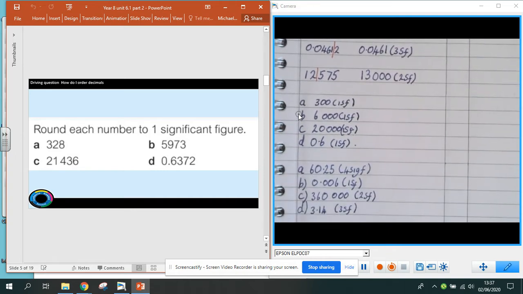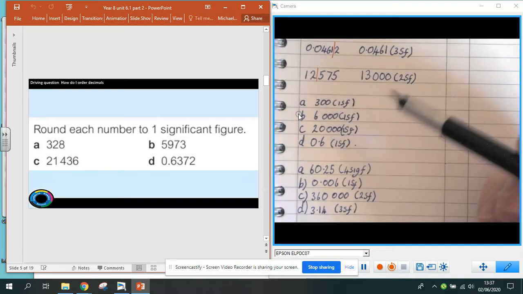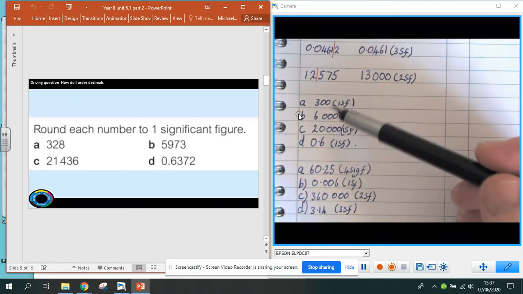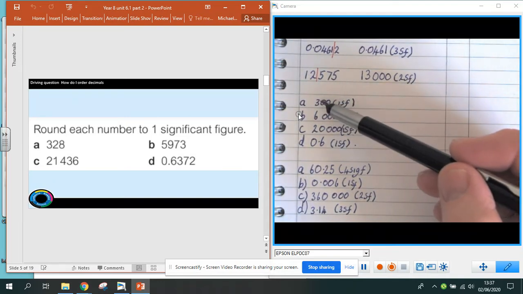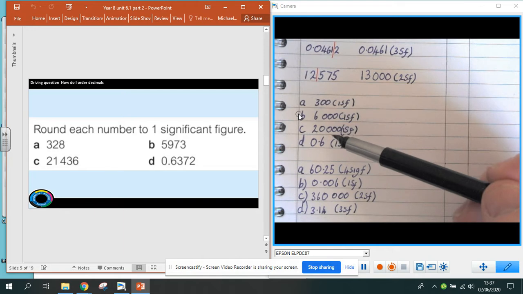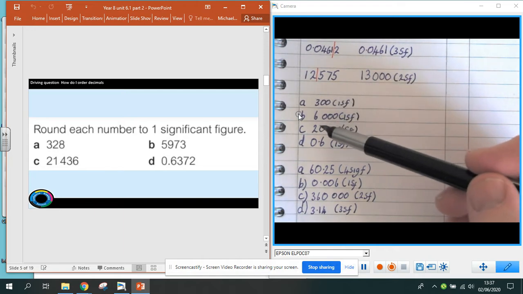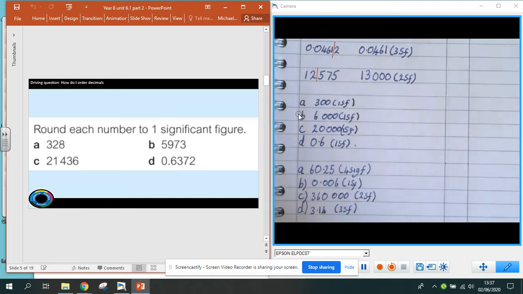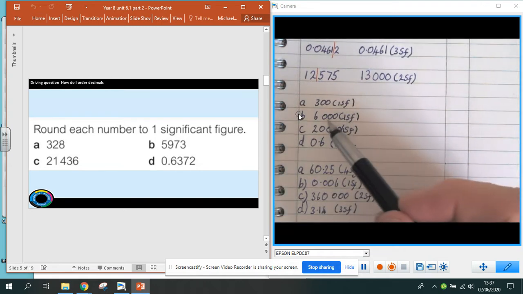I've done these already. I just got a little bit ahead. So the first one, 328 to one significant figure. I'm looking at hundreds. So the nearest 100 to 328 is 300. My next number, the first number is 1,000, so I'm rounding this to the nearest 1,000. The nearest 1,000 to 5,900 is 6,000.